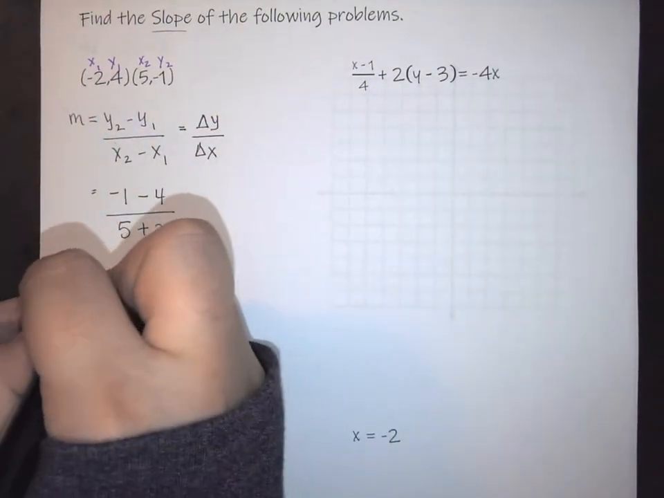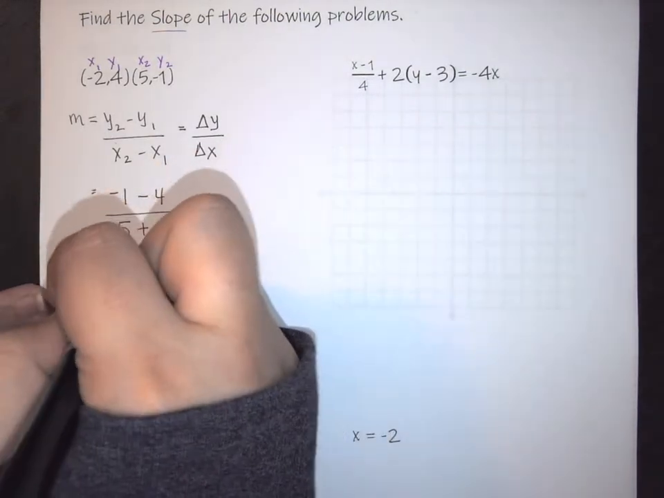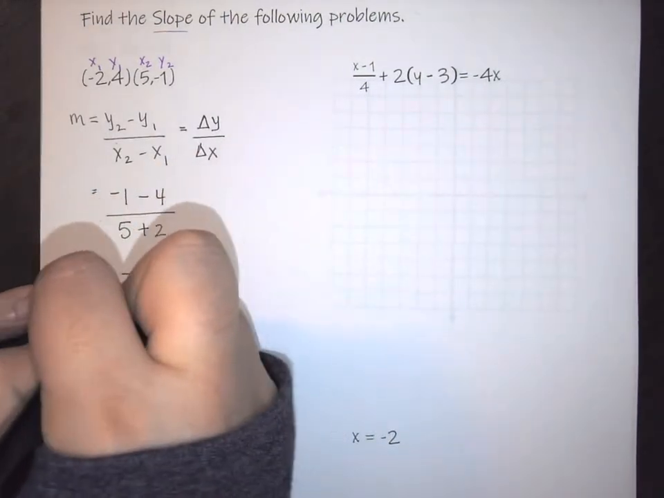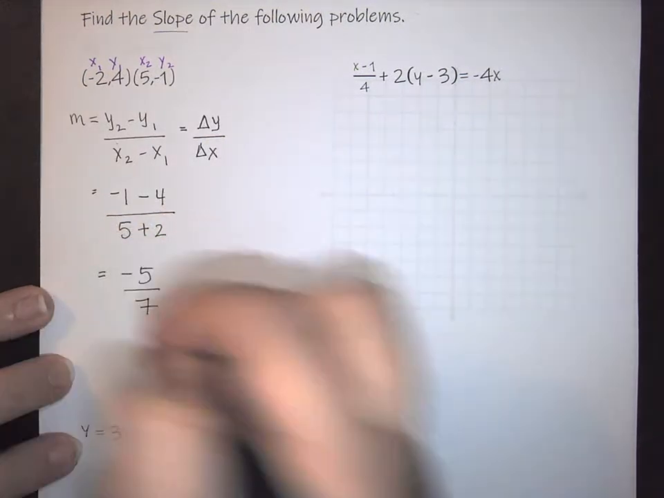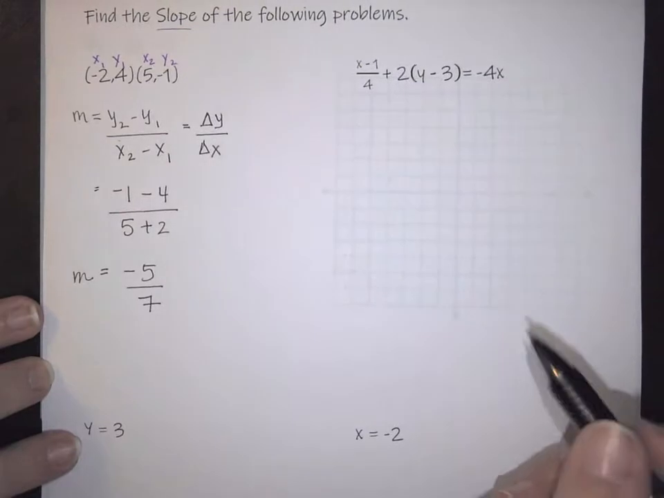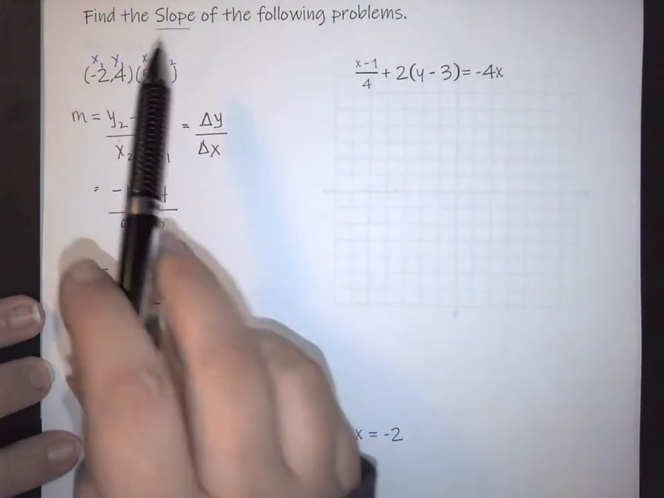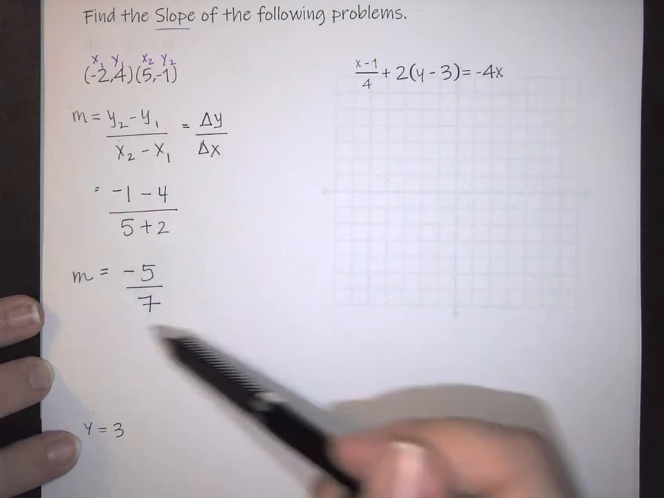We have to simplify that, so -1 minus 4 is going to give you a -5, and then 5 plus 2 is 7. So in this case, your slope is -5 over 7. Since I'm only looking for the slope, this is all you have to do.